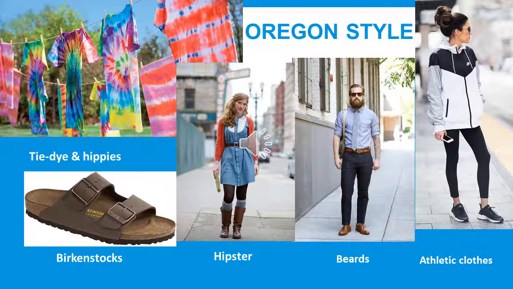What is the style in Oregon? What do people like to wear? Well, on the left you can see these t-shirts, and this is called tie-dye. You make tie-dye by putting a white shirt in many different colors of dye, such as blue, red, pink, yellow. And you can make different designs on the shirts. It's a very fun activity that a lot of kids like to do.